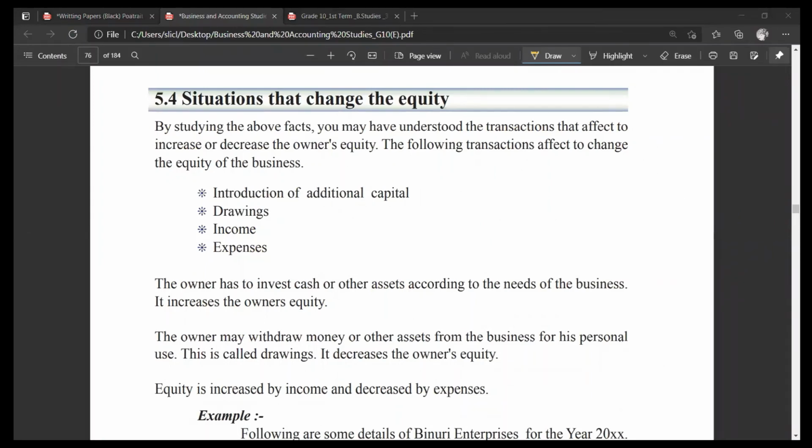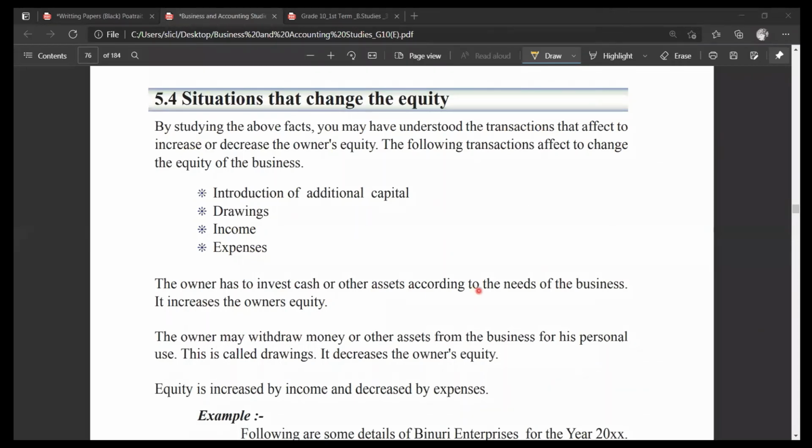By studying the above facts, you may have understood the transactions that affect the increase or decrease of the owner's equity. Guys, you know about that, right? Income, expenses, drawings and additional capital. Other than these four, there are two hidden reasons.